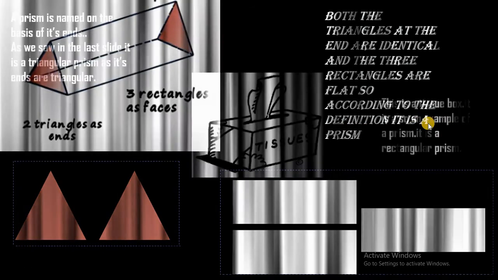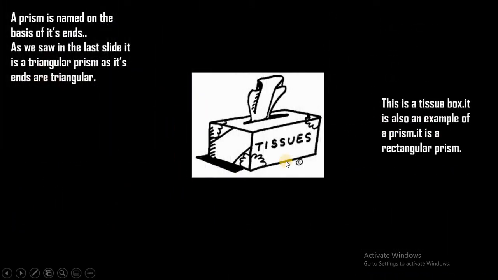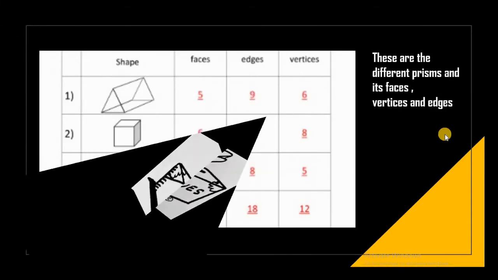And so on. Then we have an example of a tissue box. A tissue box is also an example of a prism because both the ends are identical and parallel to each other. As you can see here, this is identical to the other side, and all the faces are flat. 1, 2, 3, 4, 5 and 6 faces, all the faces are flat. So according to the definition, it is a rectangular prism.